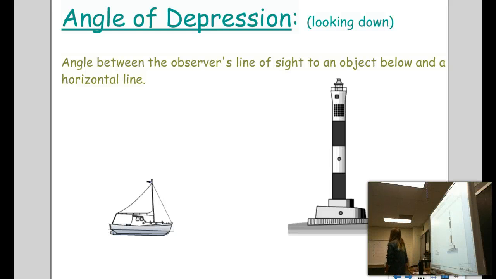You hate angle of depression and elevation? I hate you too. So, we are going to study today angle of depression and elevation. It's not as scary as it sounds. It might not even sound scary to you.